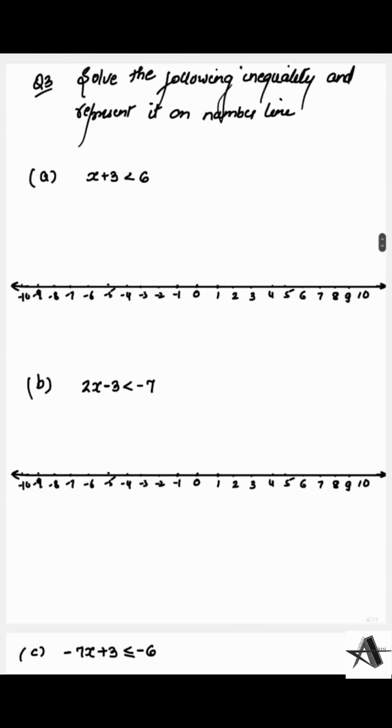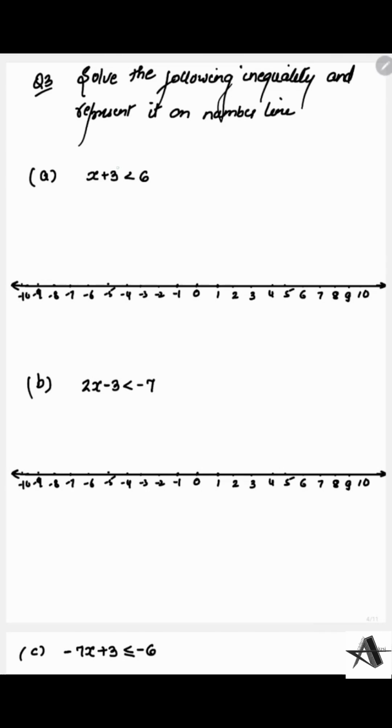Moving on to question number 3. Solve the following inequality and represent it on a number line. It's a simple equation. Inequalities are solved just like how you solve any linear equation. The only difference is that in place of the equals to sign, there will be inequality signs.